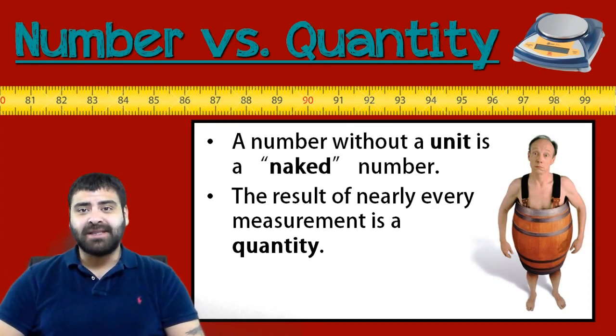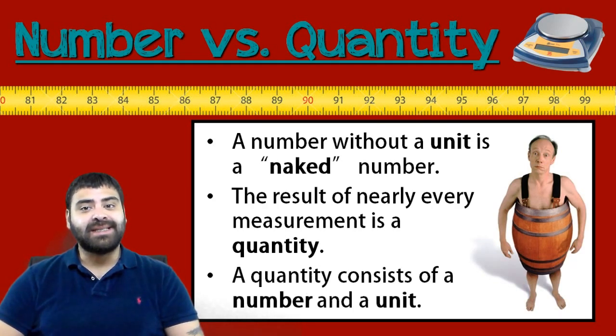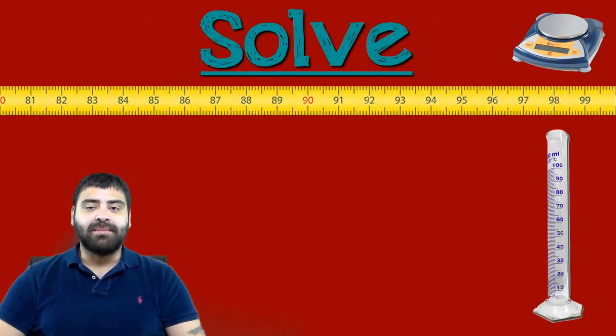So what is the big difference between a number and a quantity? Well, a quantity consists not only of the number, but also of a unit or a label. And what you're going to notice is this label or unit gives this number more meaning.